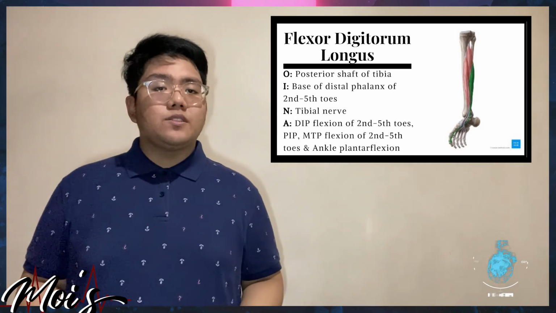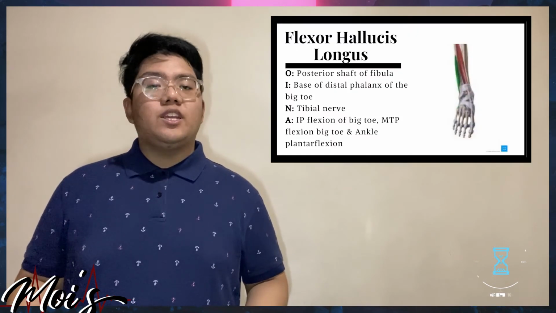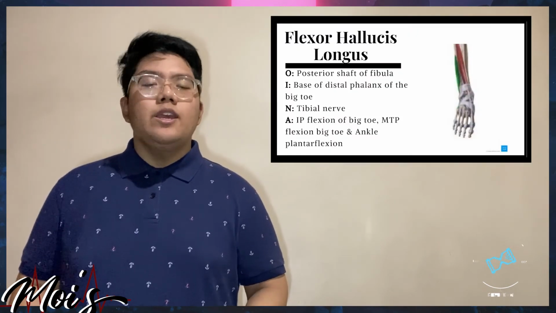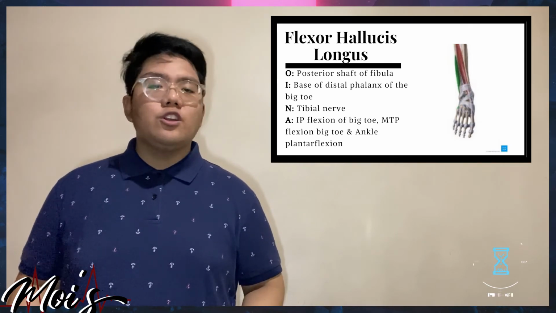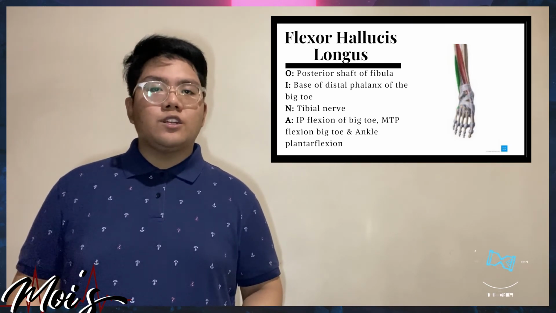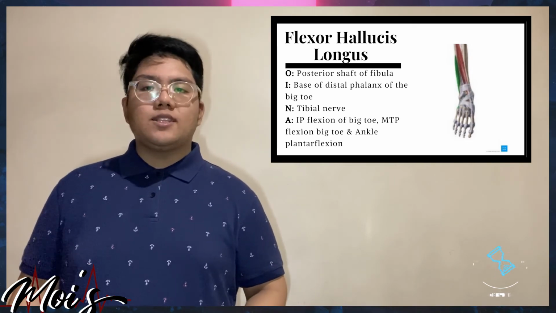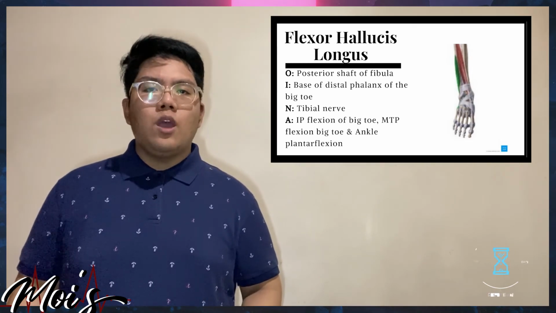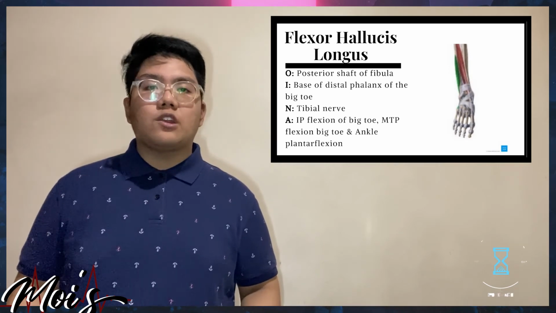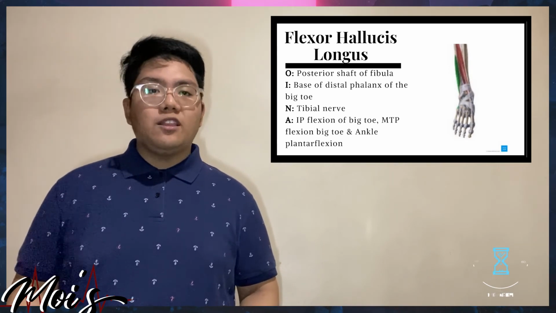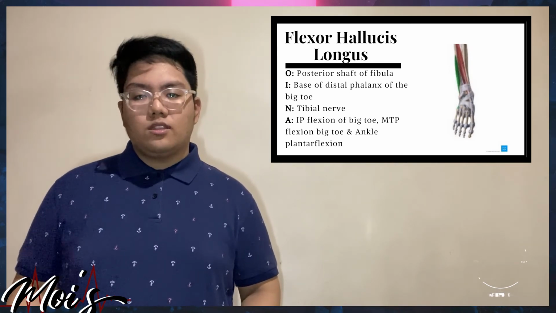And for the last muscle of the deep group, the flexor hallucis longus, it starts from the posterior shaft of the fibula and inserts at the base of the distal phalanx of the big toe. It flexes all the joints of the big toe as the foot is raised from the ground. It also aids in plantar flexion at the ankle joint.